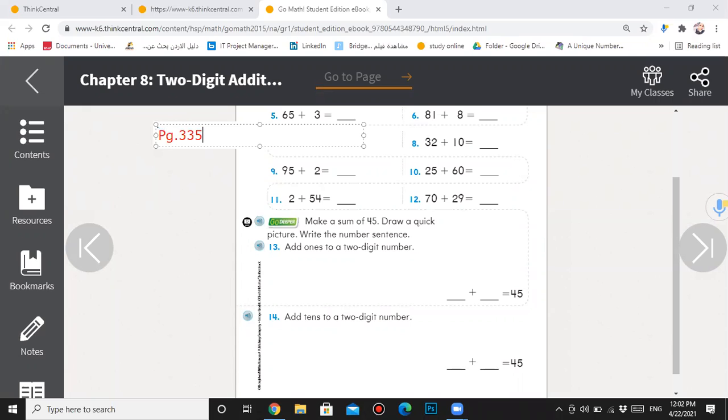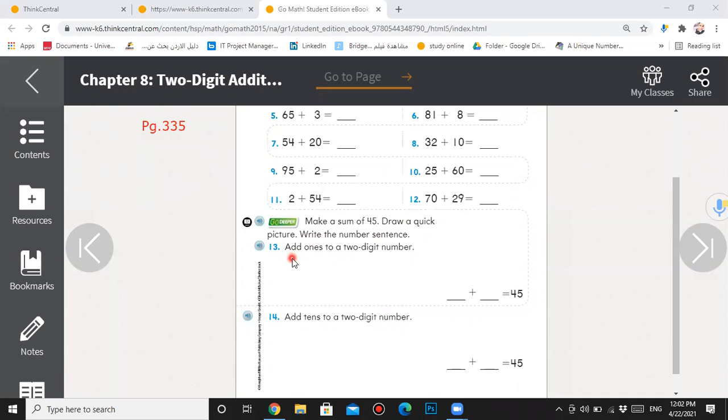Page 335. So guys, questions 5 until 14 are homework. You should do them on your own. I'm going to do questions number 15 and 16 in your book. Make a sum of 45. Which two numbers, if we add them together, will give me 45? Draw a quick picture. Write the numbers.